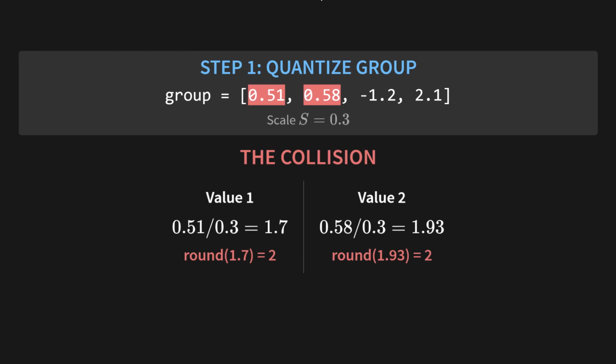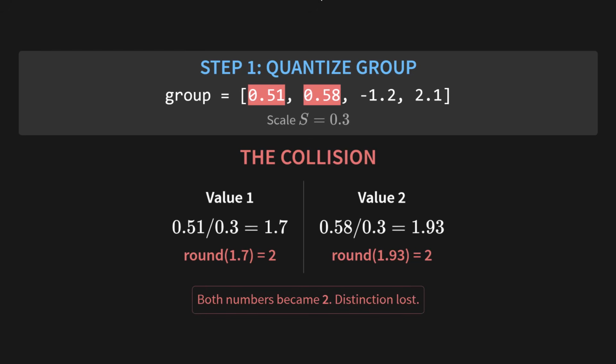Now for the tricky part, we apply that scale, and here's where we see the trade-off. Our first value, 0.51, divided by our scale of 0.3 equals 1.7. Round that and we get 2. Now for the second value, 0.58 divided by 0.3 is 1.93. Round that and we also get 2. We have a collision. Two distinct floating point numbers have been crushed into the exact same integer. The distinction is lost. This is the precision we sacrifice for that incredible memory saving.